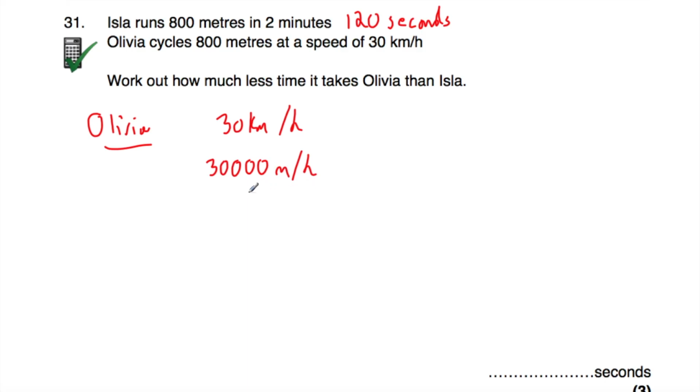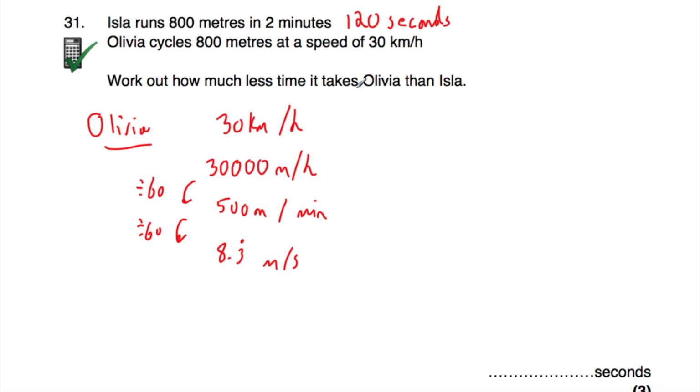Let's work out how many meters per minute. So let's divide by 60. I'm just going to get my calculator and do 30,000 divided by 60. And that's equal to 500. So that's 500 meters per minute instead of meters per hour. We're going to divide by 60 again now to work out how many meters it'll be per second. So 500 divided by 60 is equal to 8.3 recurring meters per second. So that's Olivia's speed. She's cycling at 8.3 recurring meters per second.